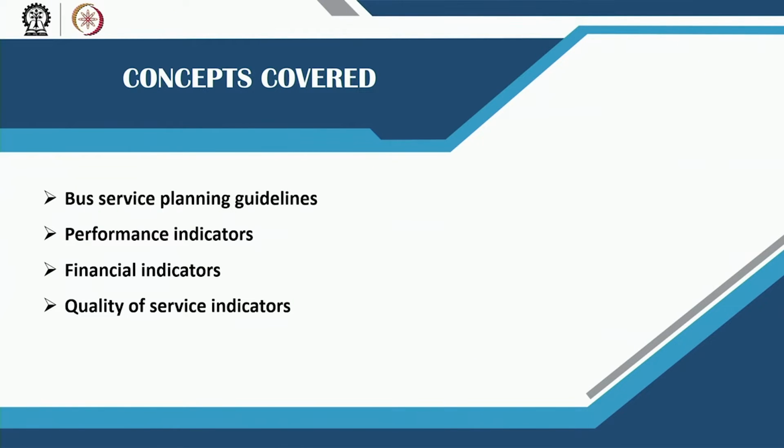So, now we will introduce you to how to plan for a bus service with the previous knowledge of what are the different types of buses, where the bus stops can be located, what is the spacing, and so forth. Finally, once we introduce you to the planning guidelines, we will tell you what are the different types of performance indicators that are used to evaluate how well a bus service is operating, the different financial and quality of service indicators.